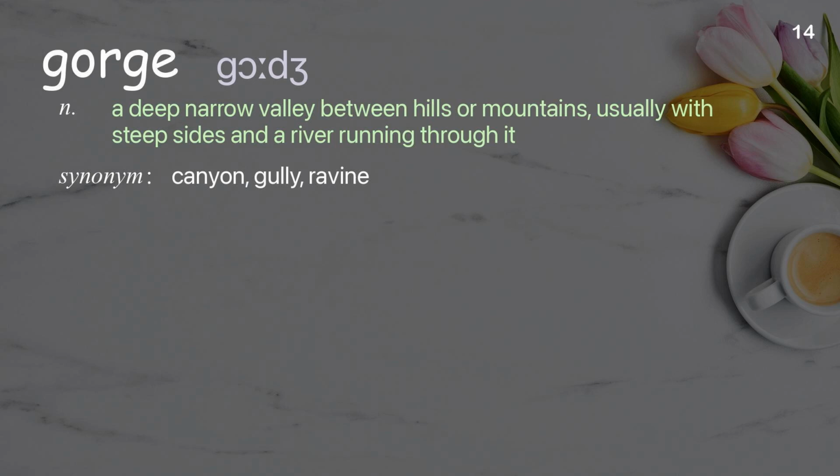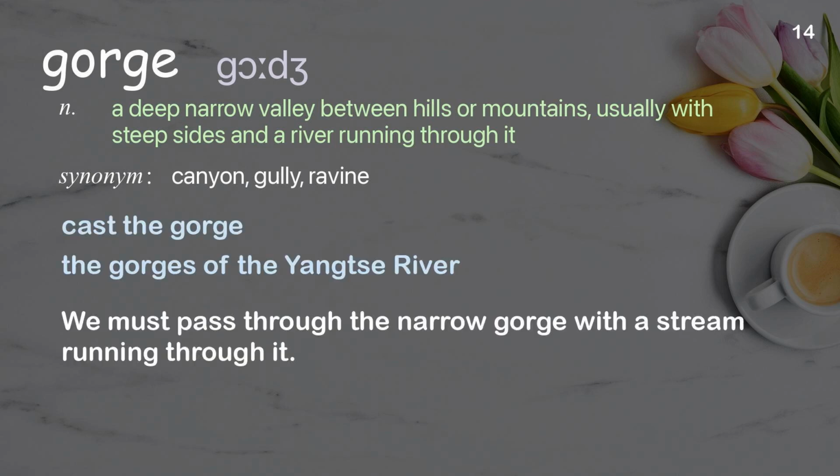Gorge. A deep narrow valley between hills or mountains, usually with steep sides and a river running through it. Examples: Cast the gorge. The gorges of the Yangtze River. We must pass through the narrow gorge with a stream running through it.